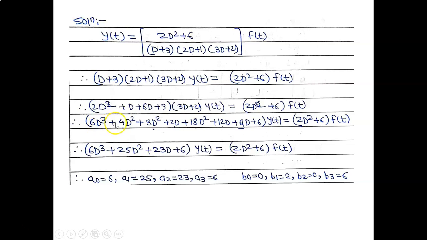Therefore, 6D cube plus 4D square plus 3D square plus 2D plus 18D square plus 12D plus 9D plus 6, into y of t, is equal to 2D square plus 6 into f of t. Therefore, 6D cube plus 25D square plus 23D plus 6 into y of t is equal to 2D square plus 6 into f of t. Comparing with the standard form, a0 is equal to 6, a1 is equal to 25, a2 is equal to 23, a3 is equal to 6, b0 is equal to 0, b1 is equal to 2, b2 is equal to 0, b3 is equal to 6.